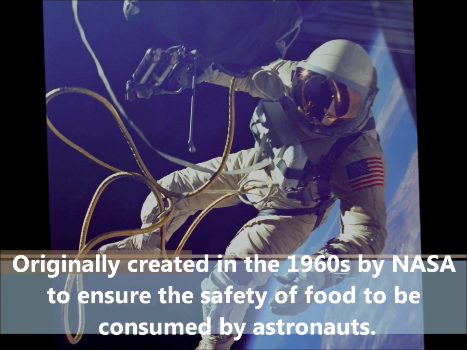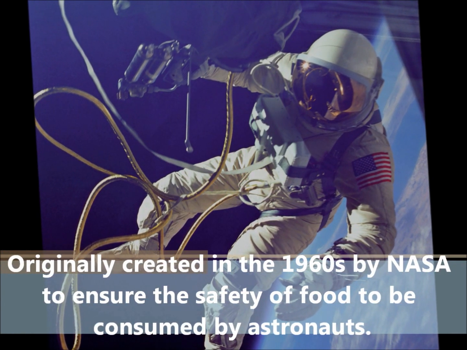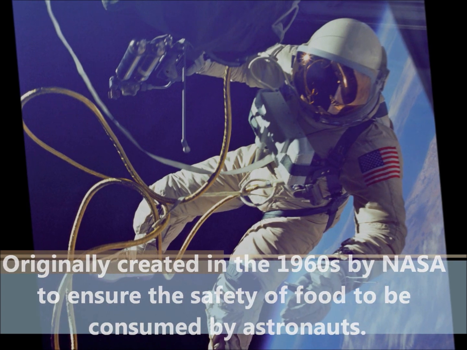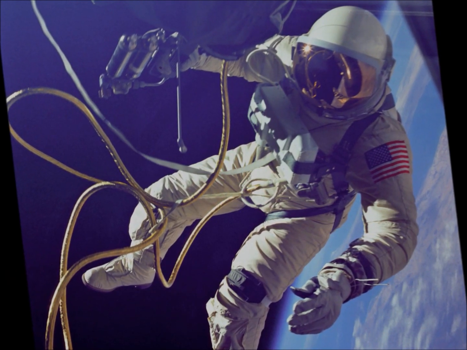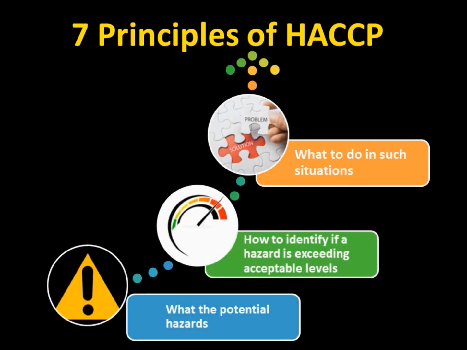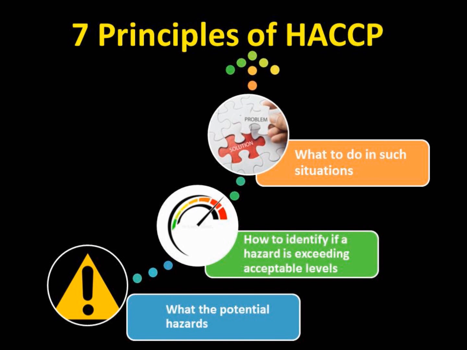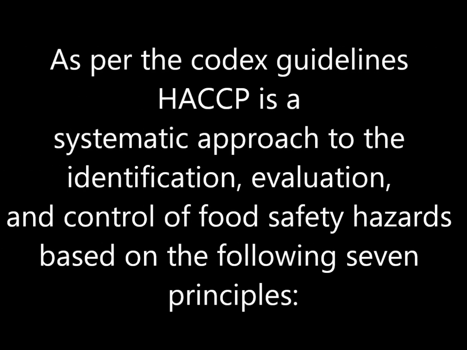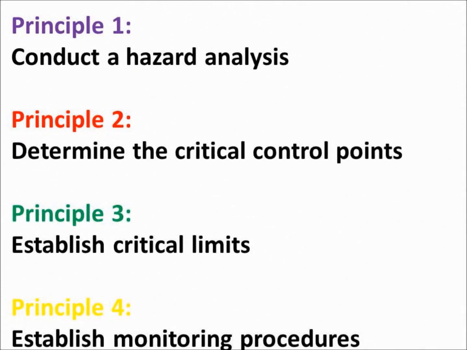HACCP is a food safety system originally created in the 1960s by NASA to ensure the safety of food to be consumed by astronauts. Many food safety plans are based on the 7 principles of HACCP, which involve determining what the potential hazards are for a business, how to identify if a hazard is exceeding acceptable levels, and what to do in such situations. As per the Codex guidelines, HACCP is a systematic approach to the identification, evaluation, and control of food safety hazards based on the following 7 principles.